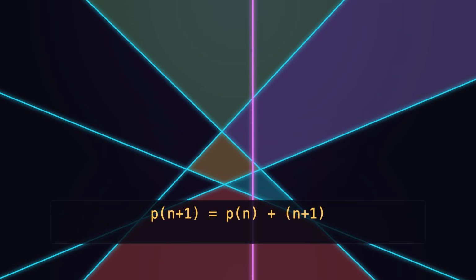The classic way to solve this is recursion. Each new line crosses every old line, so it passes through a bunch of existing regions and splits each one it touches in 2. Count carefully, and line number n plus 1 adds n plus 1 new regions. And that's actually enough. Unroll the recursion, and you get a closed form answer.